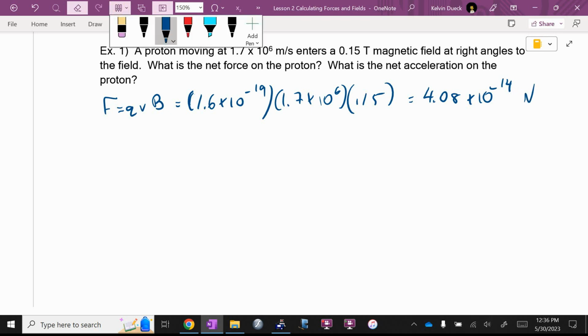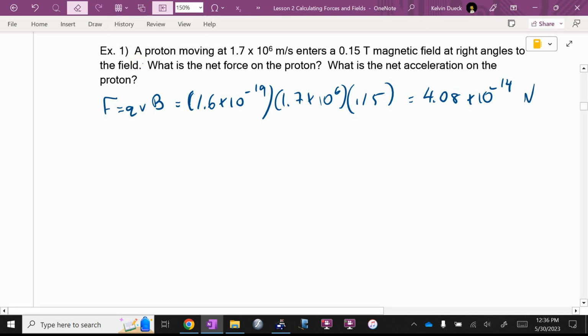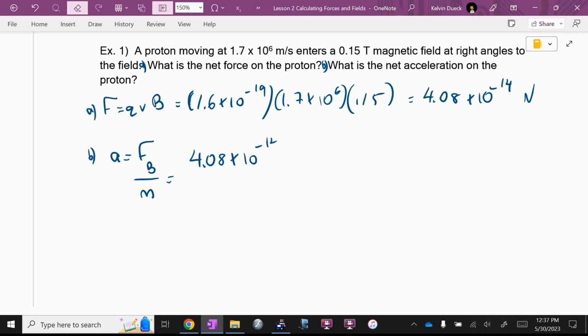Victor, what's B want me to find? I should call this part A and I should call this part B. What's the next thing it wants me to find? What did I find in part A? Oh, how about F equals what? Get the A by itself. I think the acceleration is going to be the magnetic force divided by the mass. It's going to be 4.08 times 10 to the negative 14 divided by the mass. What's the mass? It's a proton.